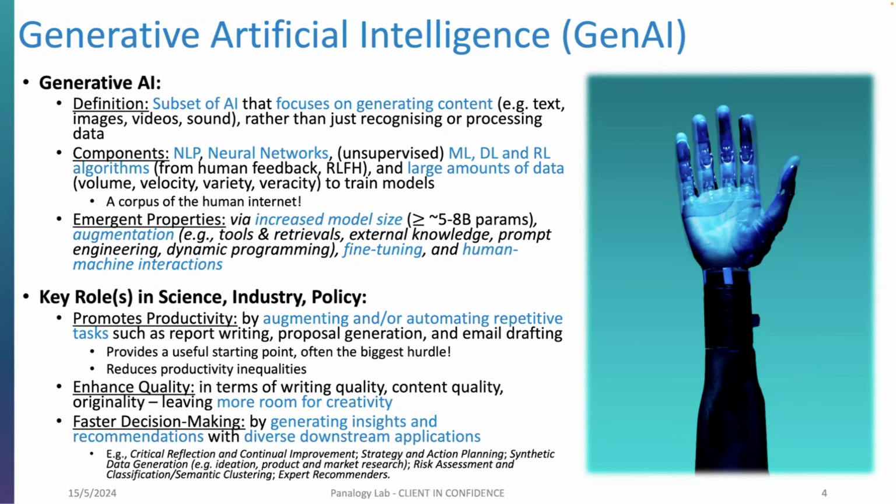Reinforcement learning from human feedback. Has anyone used ChatGPT? Yeah, cool. Has anyone seen the A and B, where you get asked whether you like this one better or this one better? They generate two things, and if you choose A or B, that feeds back into the training process. So that's the reinforcement learning from human feedback, and of course lots of data, volume, variety, velocity, veracity, to train these models. So like the corpus of the whole internet, basically. That's a lot of embedded knowledge, right?